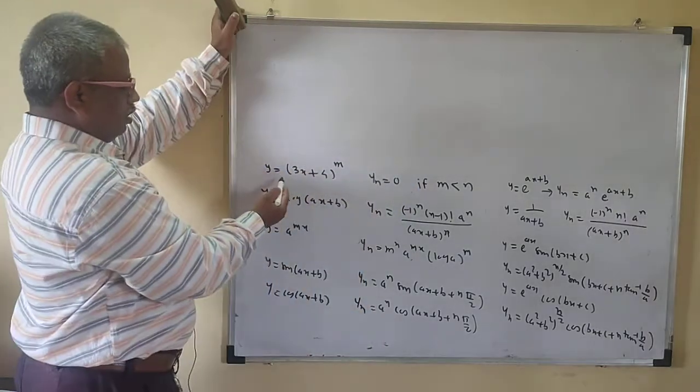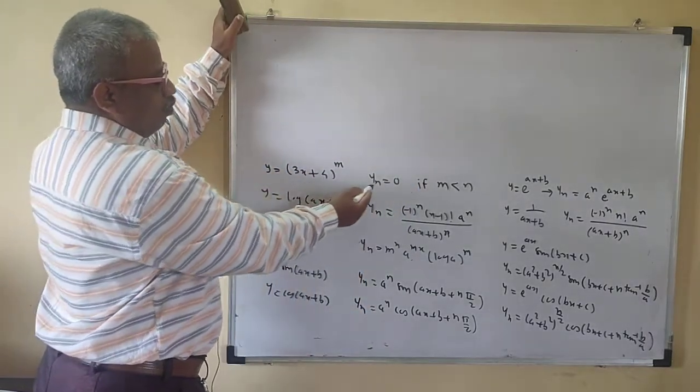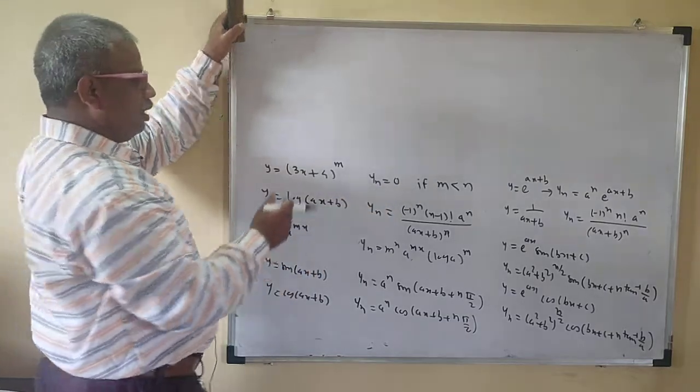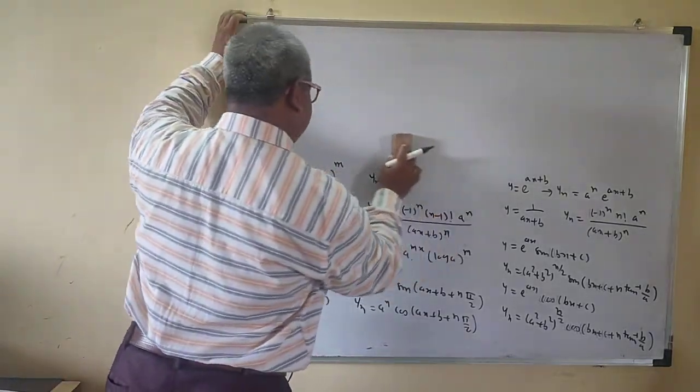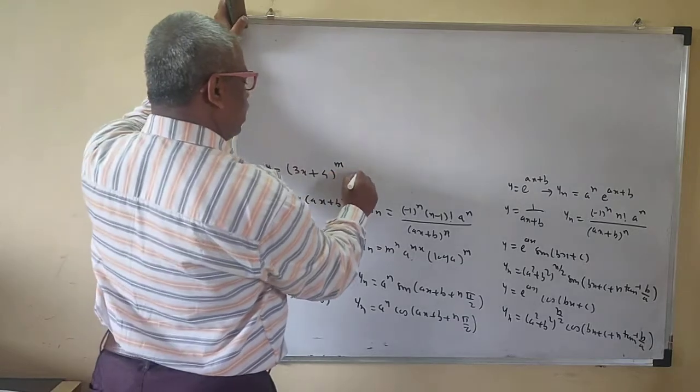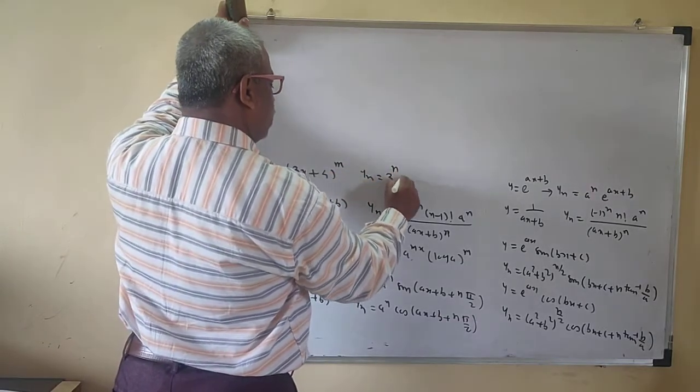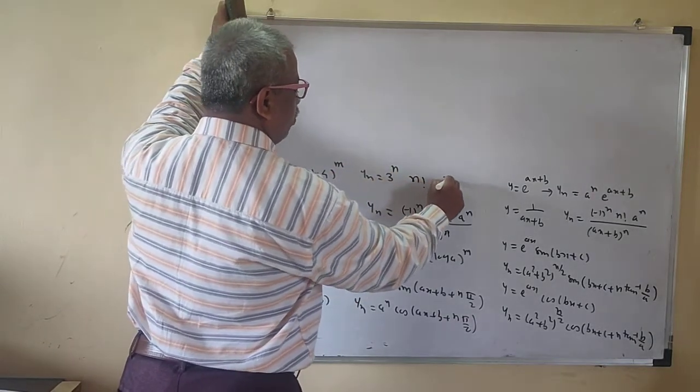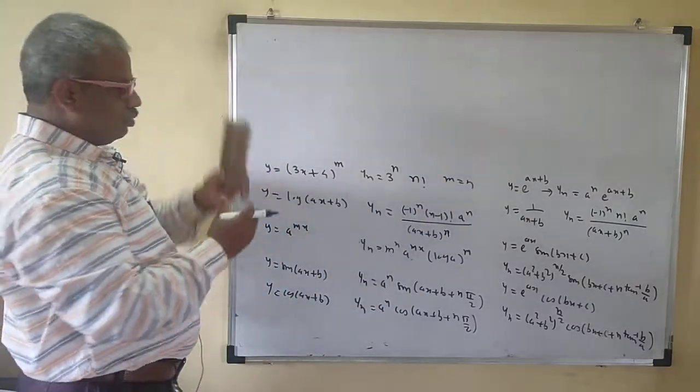Now this is the example. y is equal to (3x + a) to the power m; yn is 0 if m is less than n. And if m is equal to n, then yn is 3 raised to n times n factorial. So this is the example.